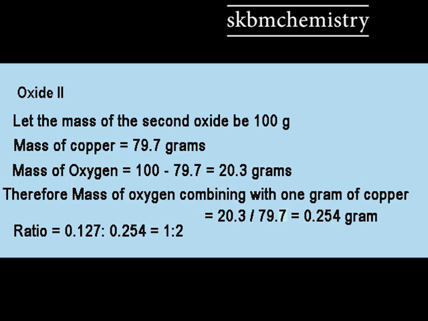So the masses of oxygen combining with 1 gram of copper in these two oxides are in the ratio 0.127 to 0.254, or it becomes 1:2. This is a simple whole number ratio, and hence we can say that these two oxides are formed as per the law of multiple proportions, or they obey the law of multiple proportions.